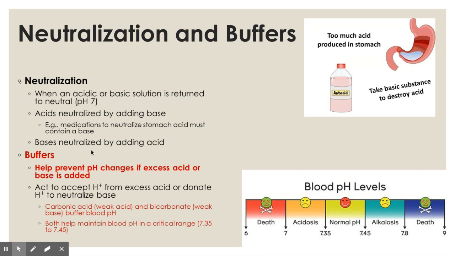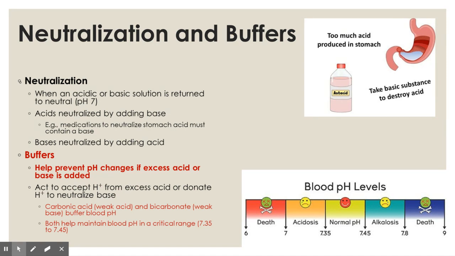Buffers are similar, but they're there to prevent large changes in pH. It's a substance that you put into your solution so that if extra acid or extra base is added, it is going to accept those hydrogens from the extra acid or donate a hydrogen to the extra base and keep that pH from really moving in any direction. We're going to keep the pH where it is, at an optimal range.